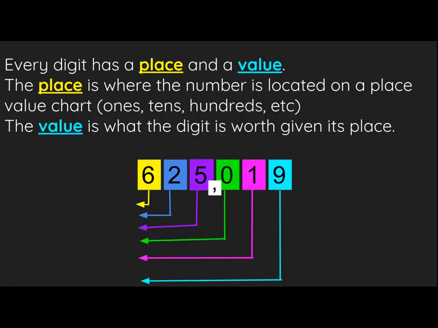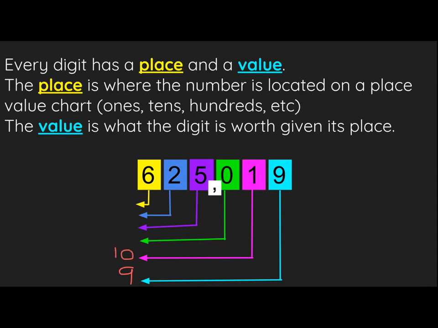All right, so every digit has a place and a value. The place is where the number is located on the place value chart, either in the ones, the tens, the hundreds, the thousands place. The value is what the digit is worth. So we are going to write the value of each of these digits. So here in the ones place, we have the digit 9, and it is worth 9. It's 9 ones, so it's worth 9. Now in the tens place, we have the digit 1. Well, if we have 1 ten, that means we have 10 altogether.